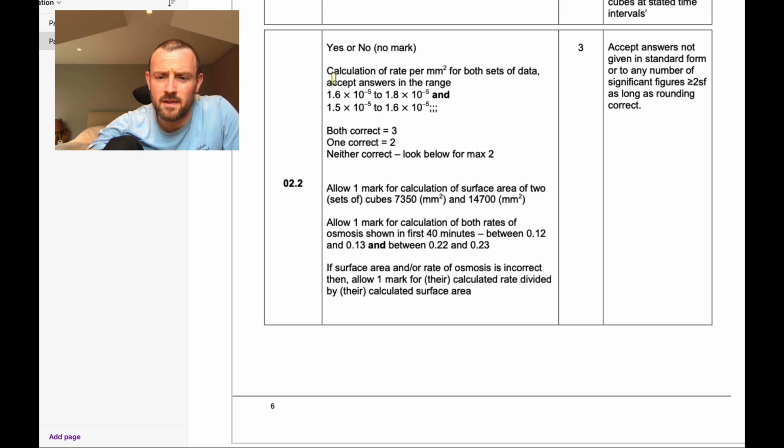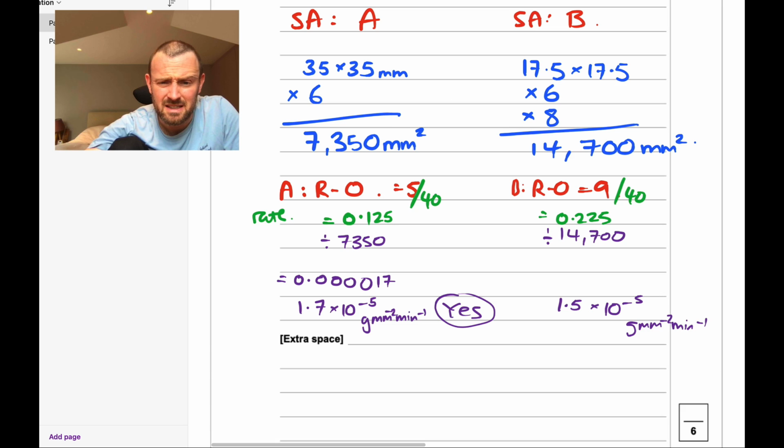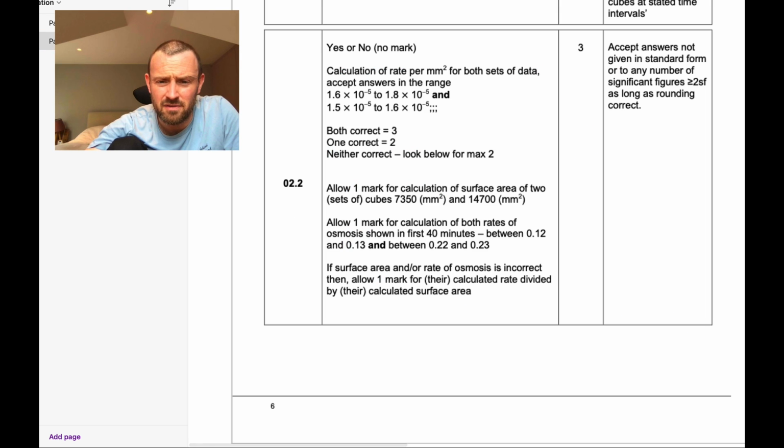So if you get the calculation of the rate per millimeter squared for both sets of data, then that's 3 marks straight away. So I got 1.7, and what did I get? 1.7 and 1.5. So that's okay. So 1.7 is in the middle there, and 1.5 is in the middle of there. So yeah, I got those.